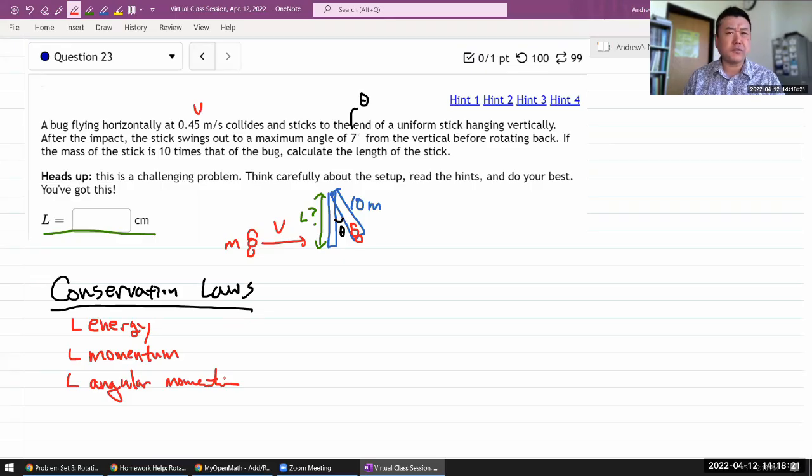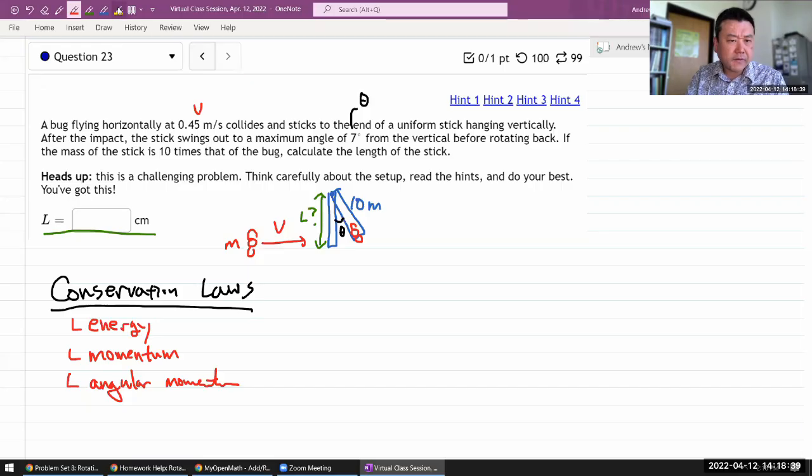And I guess if you wanted to, mass, but whatever. Energy, momentum, angular momentum. Those are the three things you should consider. So with each of these, we should consider this interaction carefully and see if these quantities are conserved.